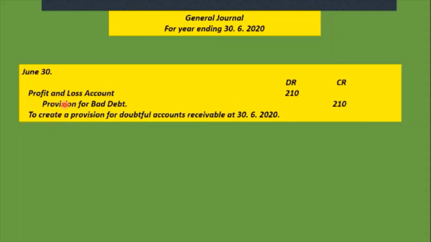When you're doing it for the first time, you're creating the provision, and you say we create a provision for doubtful accounts receivable at 30th of 6, 2020, and we credit the provision for bad debt, or we could call it provision for doubtful accounts, and that would have created the provision. In subsequent years, when we need to either increase this provision or decrease it, we will make another adjustment in similar fashion.